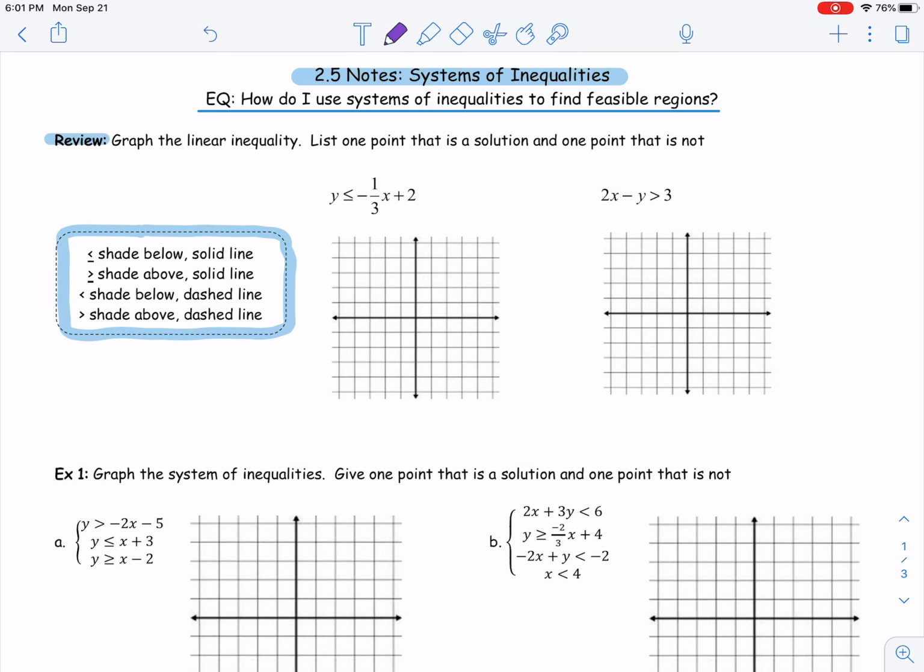Well, hello again. Here we are in 2.5, System of Inequalities. So how are we using systems of inequalities to find feasible regions?